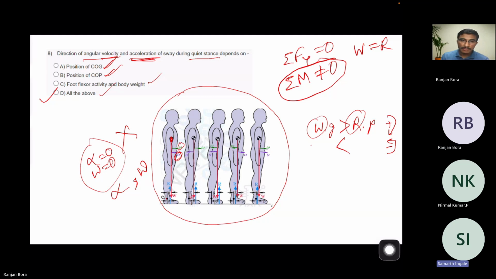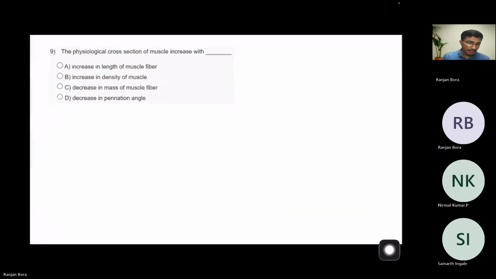okay, sir. That's Okay, is it clear? yes, sir. Okay. Okay, next question is physiological cross section of muscle increases with. What is the answer?